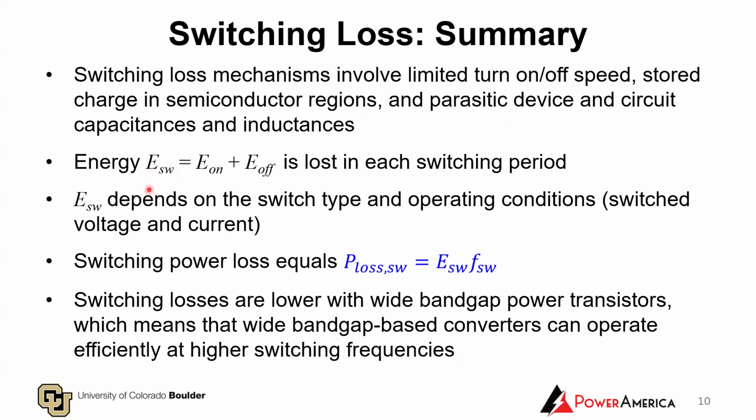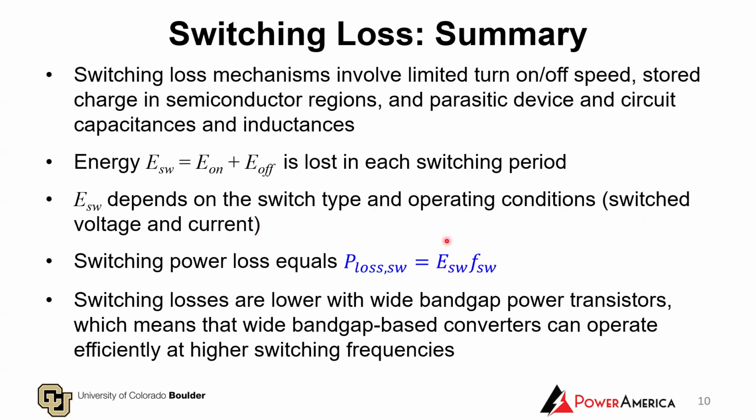The total energy lost in each switching period depends on the switch type, depending on which particular device you're using, or whether you're using a silicon MOSFET or a gallium nitride or a silicon carbide device. You're going to have different loss mechanisms involved, and the net loss will be different. Also, that loss depends strongly on the operating conditions. It depends on how large the voltages and currents are that are switched.